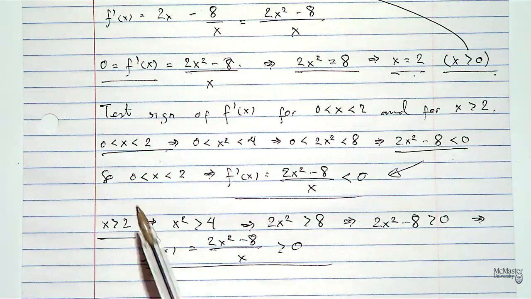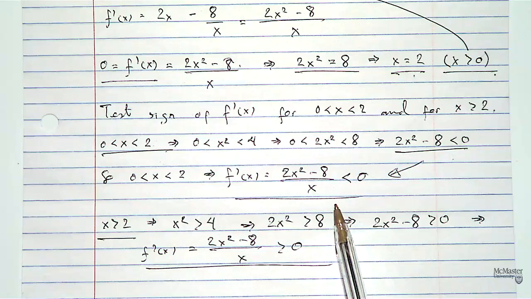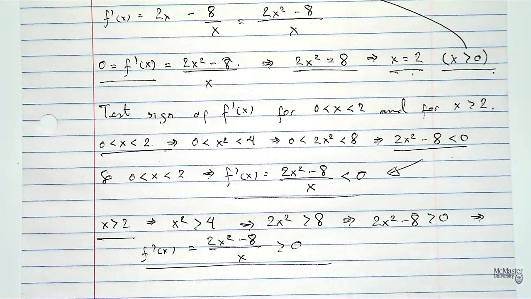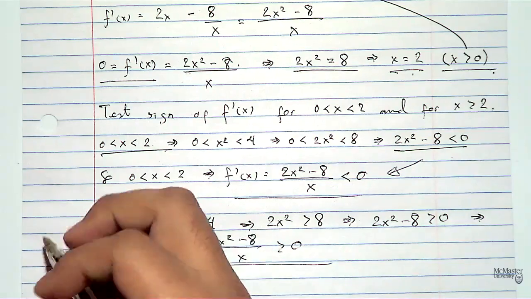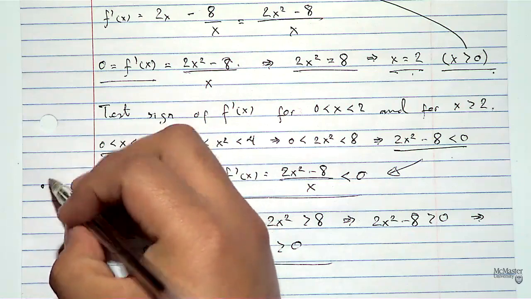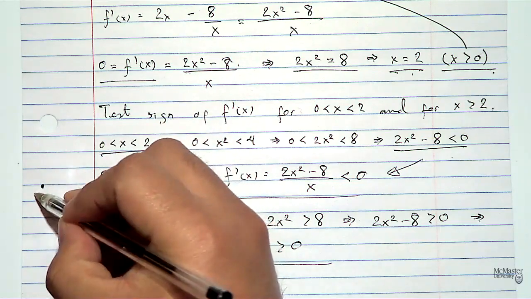So we proved that for this interval from 0 to 2, the derivative is negative, which means that the function is increasing or decreasing. Have you guys seen this before? How the sign of the derivative determines increase or decrease? No? Well, just think about it. The derivative is the slope, right?